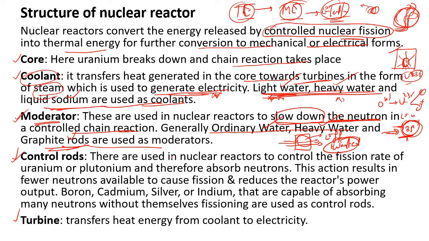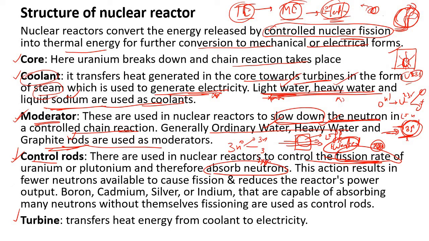Now we'll go for control rods. Control rods are also very important. As I told, 3 neutrons are released, and in the next stage there will be 3 plus 3 plus 3. These are used in nuclear reactors to control the fission rate. This term is very important: to control the fission rate of the uranium or plutonium, and therefore they absorb neutrons.